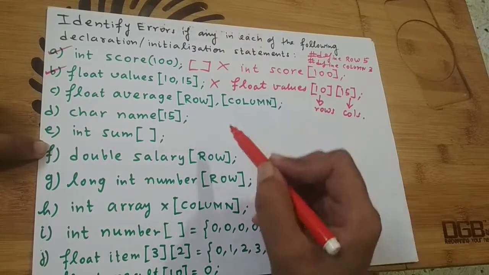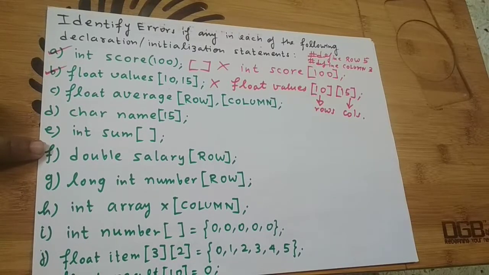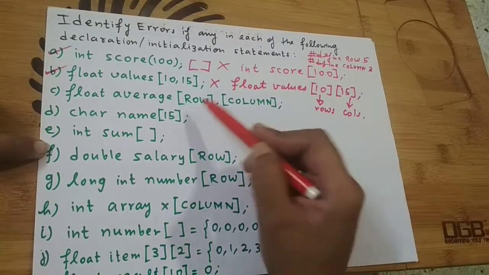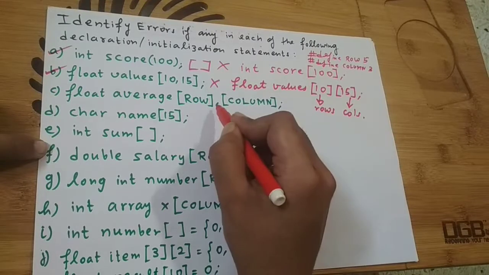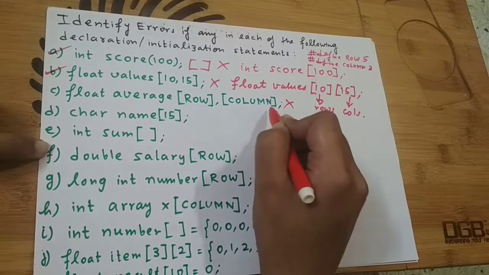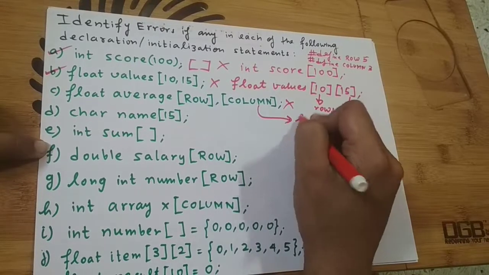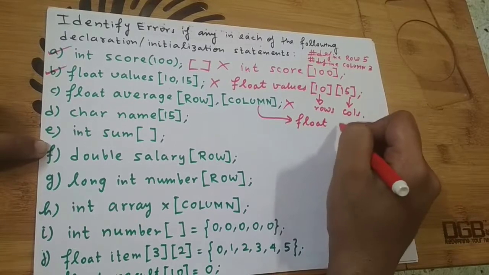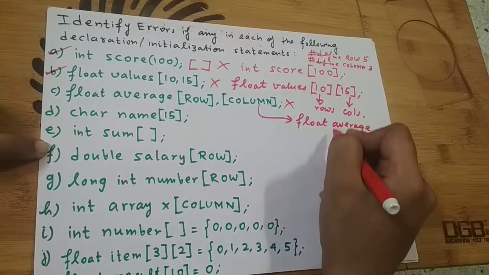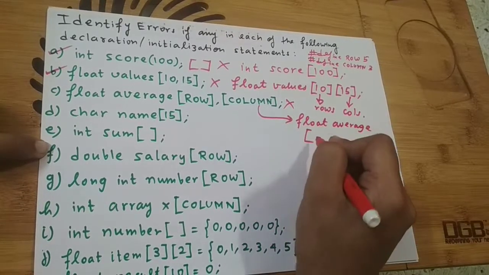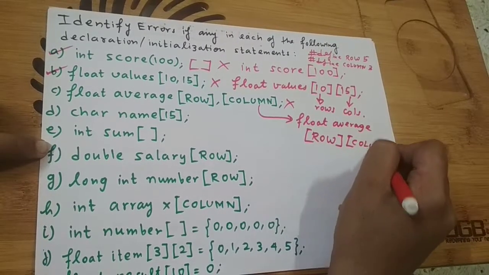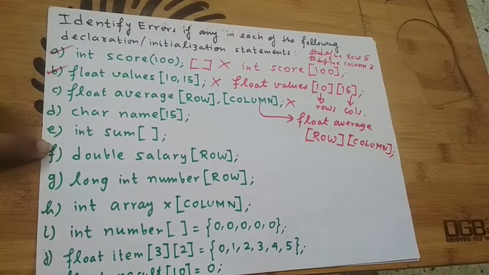Now if you have gone through the previous video, then we can have symbolic constants as the size of an array. But the problem here is the dimensions will not be separated by comma. Here you can see there is a comma. So this is also incorrect. How should this be written? This should actually be written as float, the data type, then the name of the array, average. And then I have to mention, I don't have space here, so I'm writing it below. So I should write the first dimension as row and the next dimension as column, right? So this is how it's done.